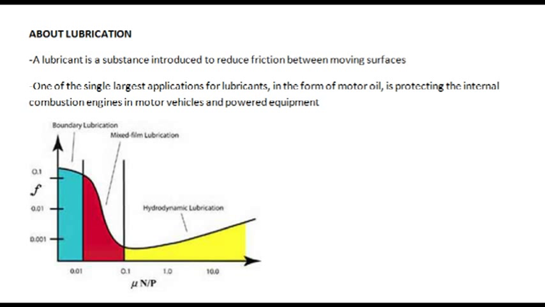The figure shows the Stribeck curve, showing friction plotted against the product of the absolute viscosity and the rotational speed in revolutions per second, N, divided by the projected load, P.